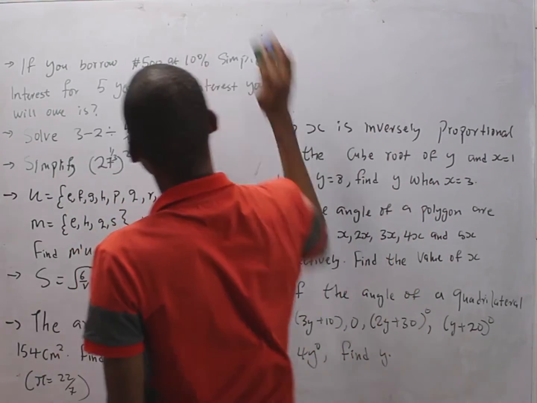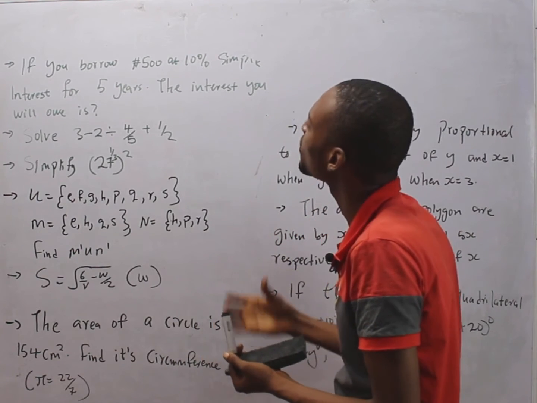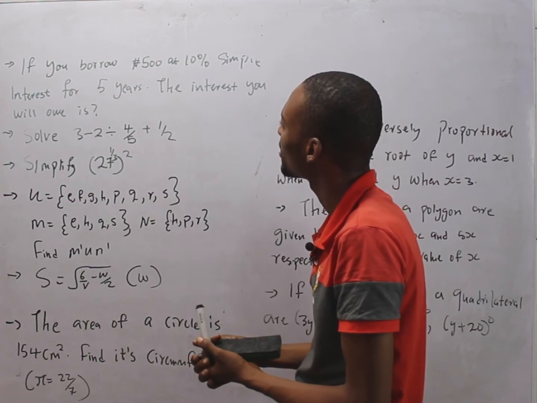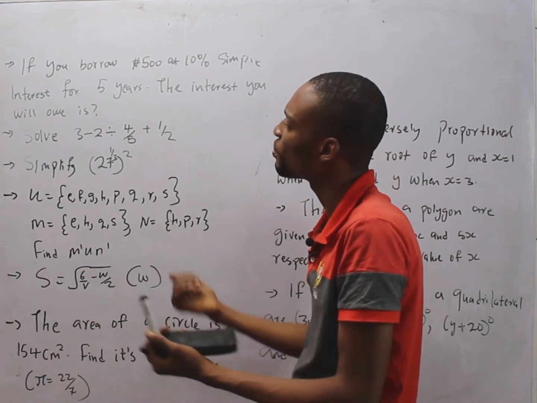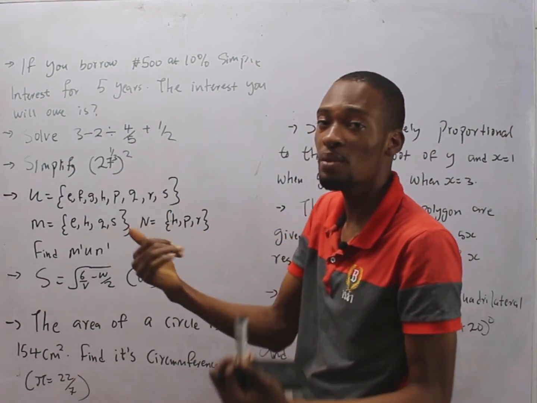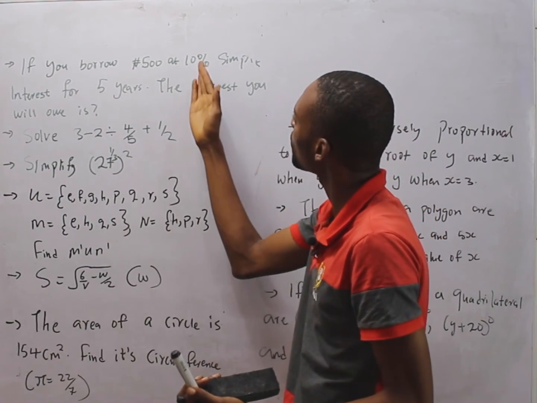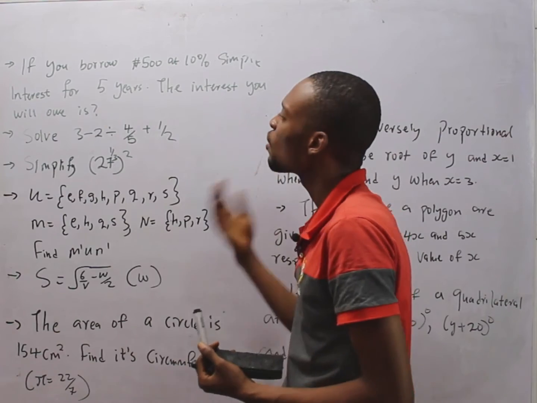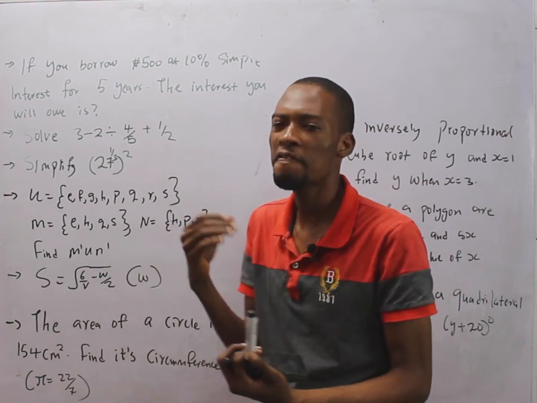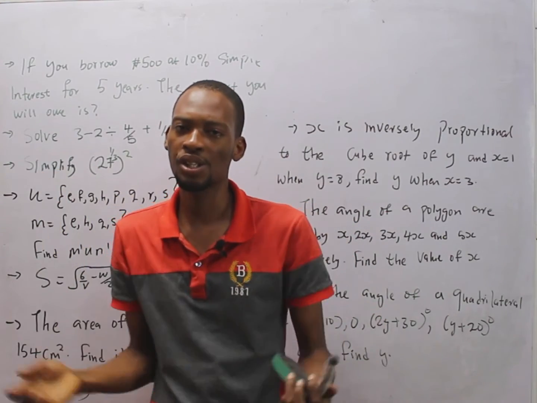And the next question says, if you borrow 500 naira at 10% simple interest for 5 years, the interest you owe will be... We have the money you borrow, which is the principal. We have a rate, which is in percentage. We have time, which is 5 years. This question simply means find the simple interest.